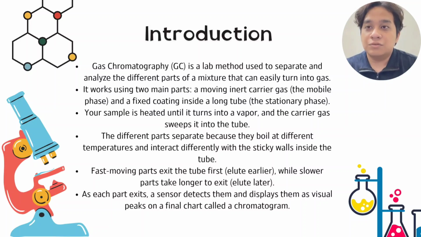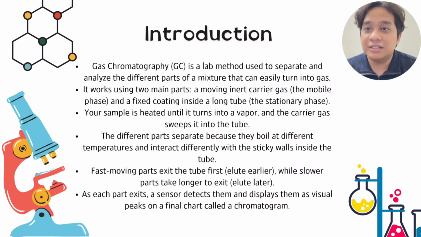Introduction. Gas chromatography (GC) is a lab method used to separate and analyze the different parts of a mixture that can easily turn into gas. It works using two main parts: a moving inert carrier gas, the mobile phase, and a fixed coating inside a long tube, the stationary phase.